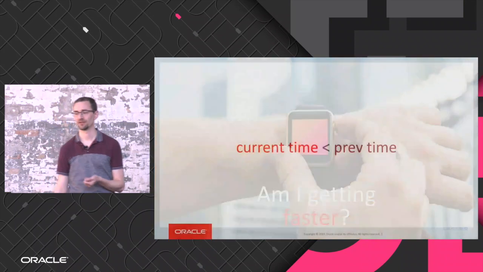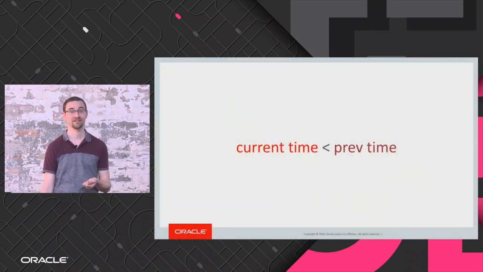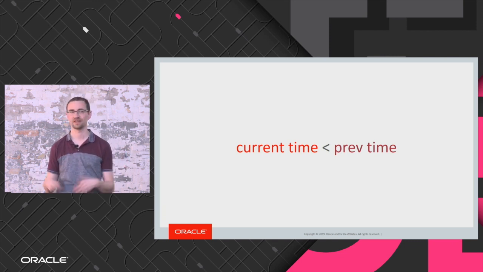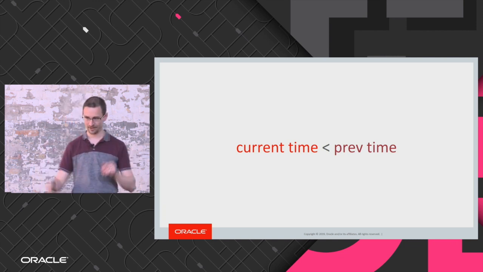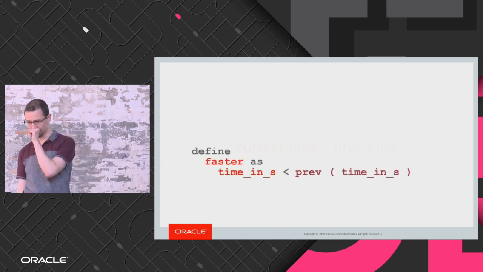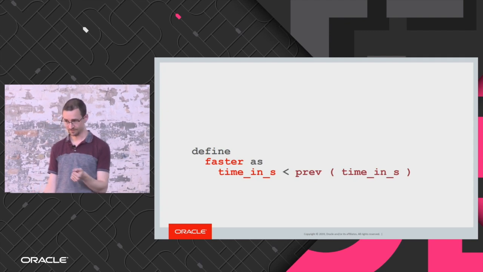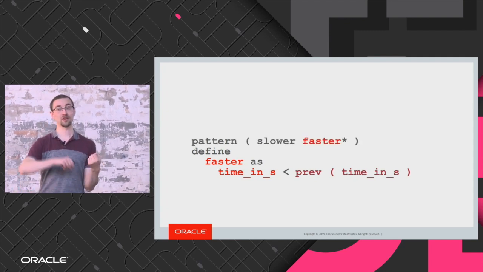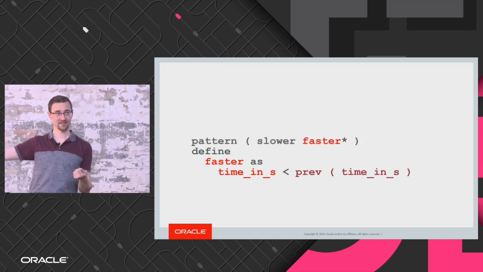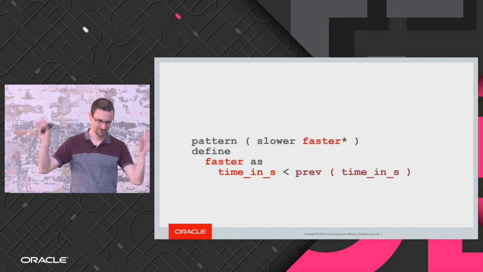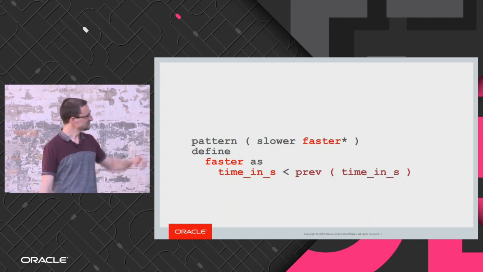So what are we looking for here? The variable we're looking for here is, if it's faster, the time taken to complete the run is less. Is the current time less than the previous time? If it is, then it's faster. And I want to tag it like that. So that goes in the define clause. I've called it faster. And the pattern I want is 1 slower followed by any number of faster. So our initial one marked as slower. It's not strictly true, but it's good enough for my purposes.